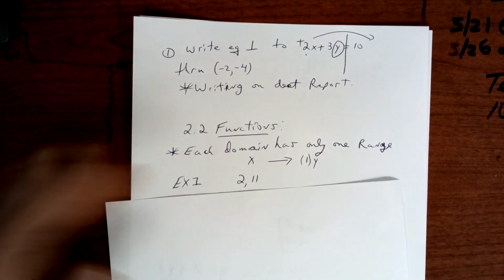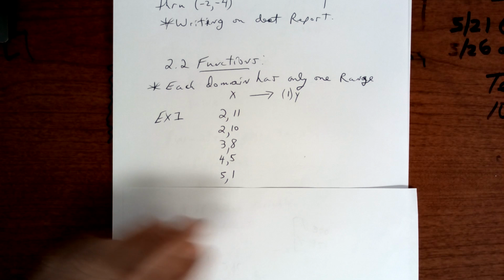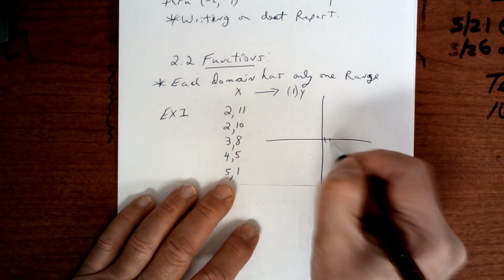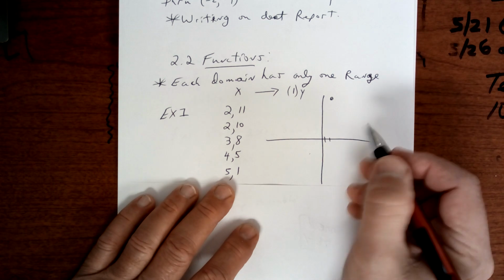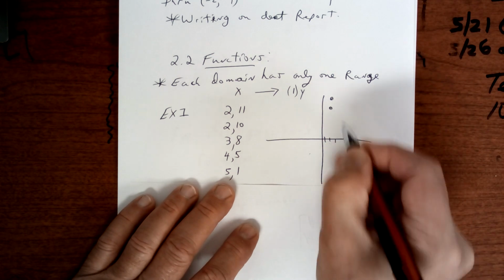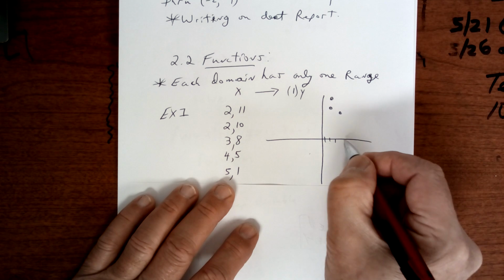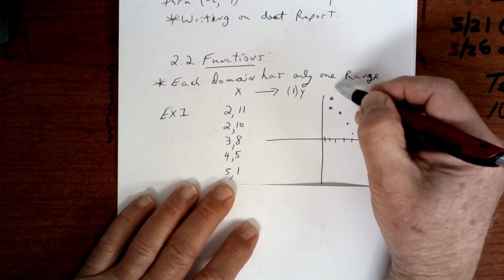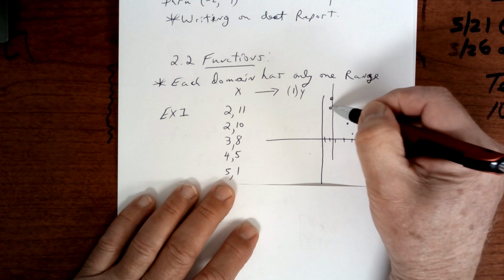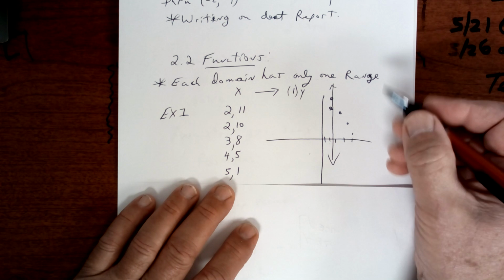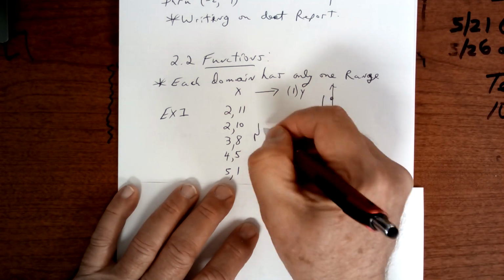Okay, so graph these points right here. Over 2 up 11, over 2 up 10, over 3 up 8, over 4 up 5, and over 5 up 1. Well, this one fails the vertical line test. If you do a vertical line and it hits 2 points, it's not a function. So this one is not a function.